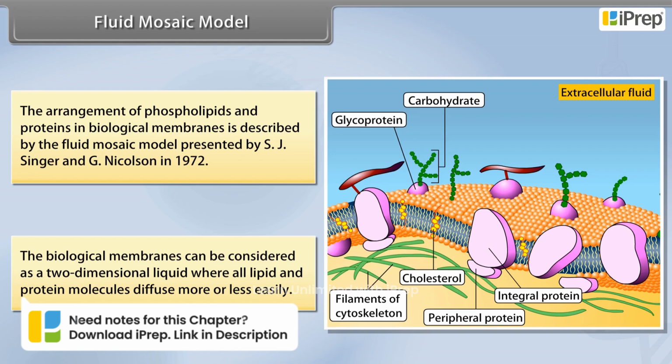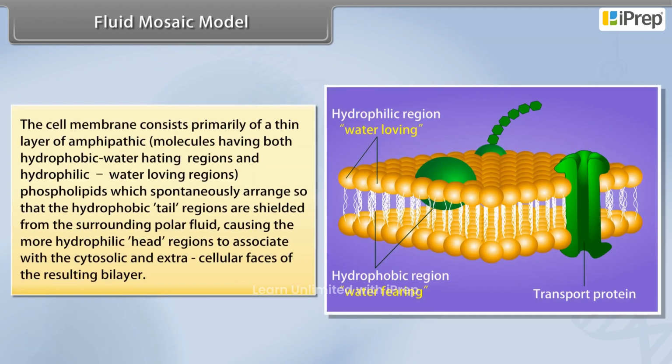The cell membrane consists primarily of a thin layer of amphipathic molecules, having both hydrophobic, water-hating regions and hydrophilic, water-loving regions: phospholipids, which spontaneously arrange so that the hydrophobic tail regions are shielded from the surrounding polar fluid, causing the more hydrophilic head regions to associate with the cytosolic and extracellular phases of the resulting bilayer.